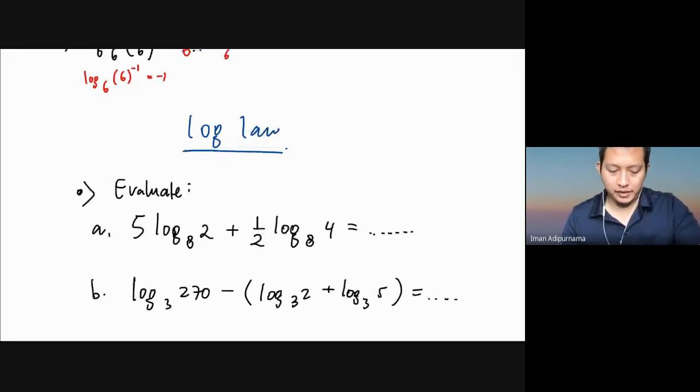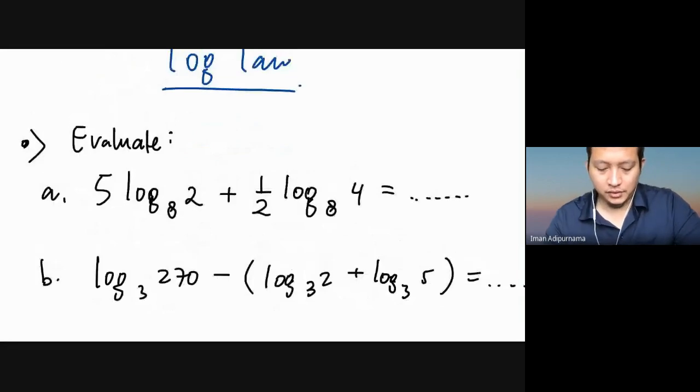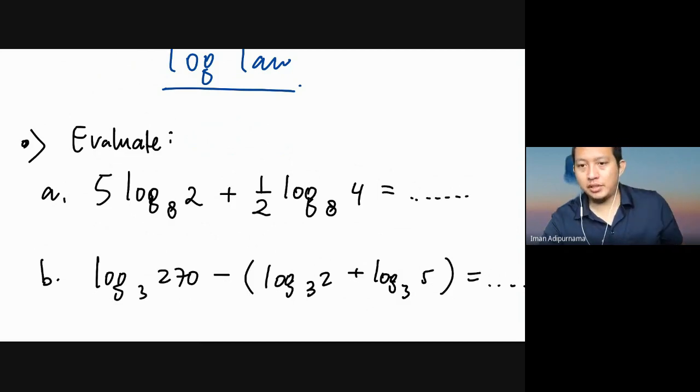Okay, so we have A and B. You can start with A, and the base is the same. Scarlet, A is 2. Okay, yeah, that's correct. How about B? Anyone got B?